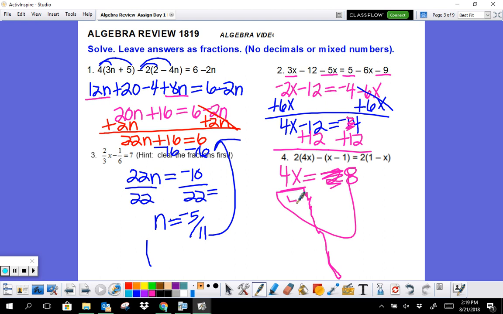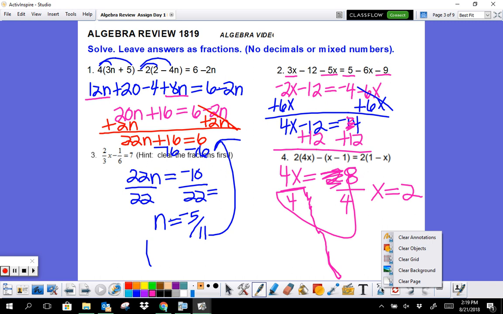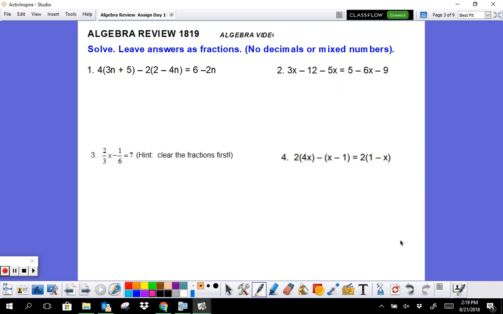So I'm going to divide by 4. And so x comes out to be a really nice number of 2. So x equals 2. Okay, I'm going to delete this, so if you still need that up there, just pause it. And I'm going to go to number 3. Okay, so number 3.